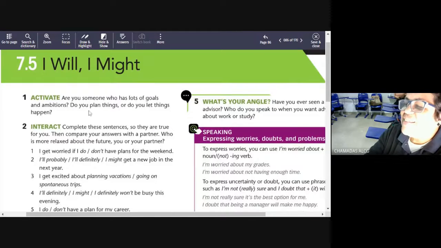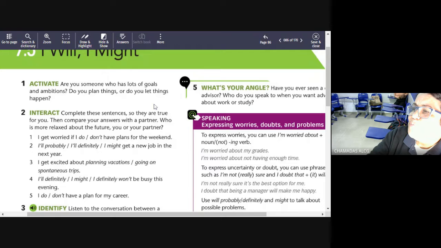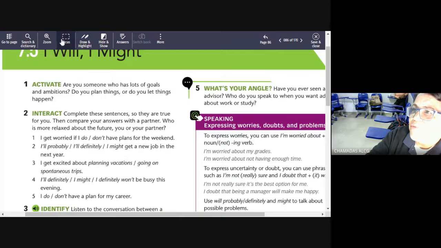So as you can see here, we're going to talk about future plans like we did throughout the lesson, but this time with a more communicative approach, okay? Speaking more, learning some phrases, okay? To talk about your personal future predictions, okay? So let's take a look at activity number 1.